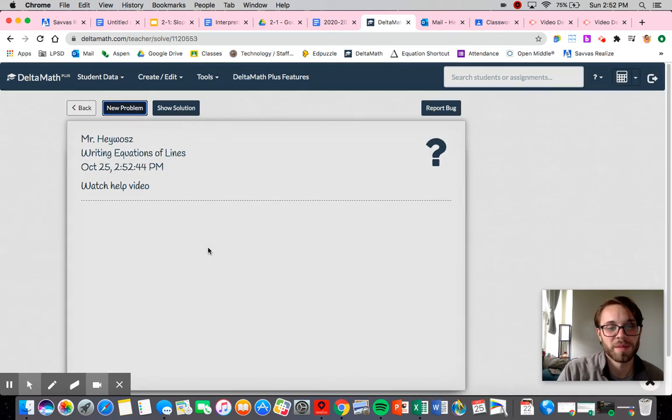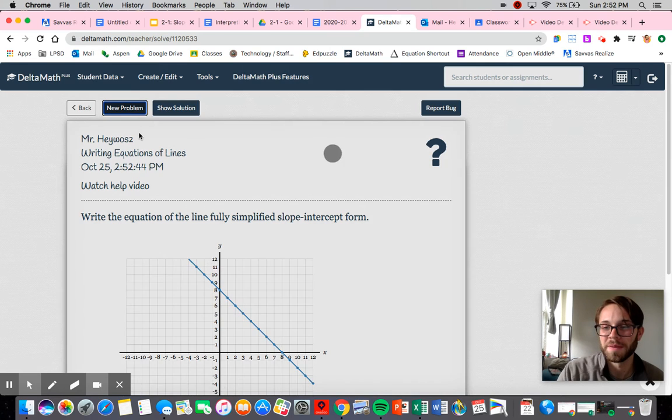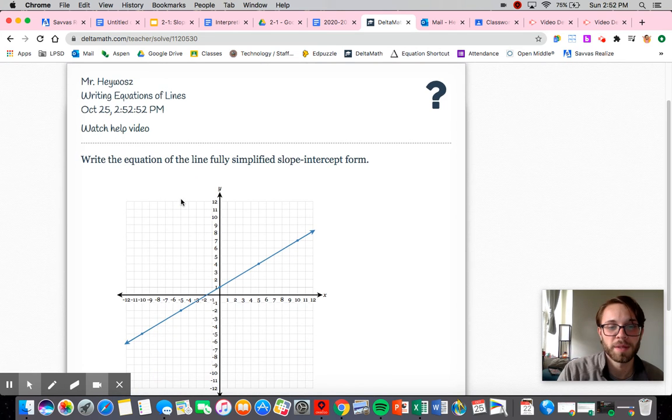We just did a negative slope. Let's do a positive slope. We're going to get there, everyone. Wow, apparently they don't want to do positive slopes today. Here we go. Here's one.